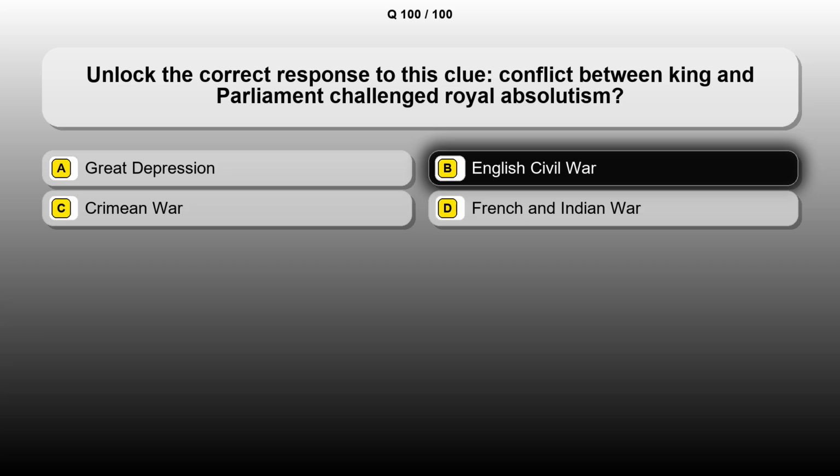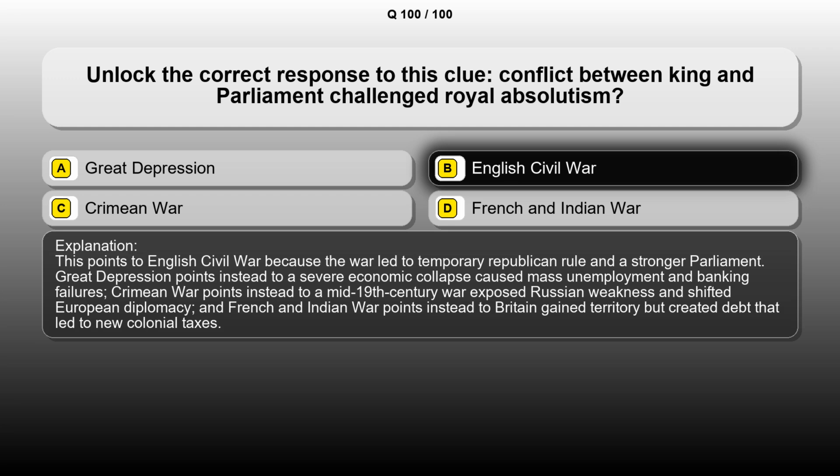The correct answer is option B, English Civil War. This points to English Civil War because the war led to temporary republican rule and a stronger parliament. Great Depression points instead to a severe economic collapse caused mass unemployment and banking failures. Crimean War points instead to a mid-19th century war exposed Russian weakness and shifted European diplomacy, and French and Indian War points instead to Britain gained territory but created debt that led to new colonial taxes.